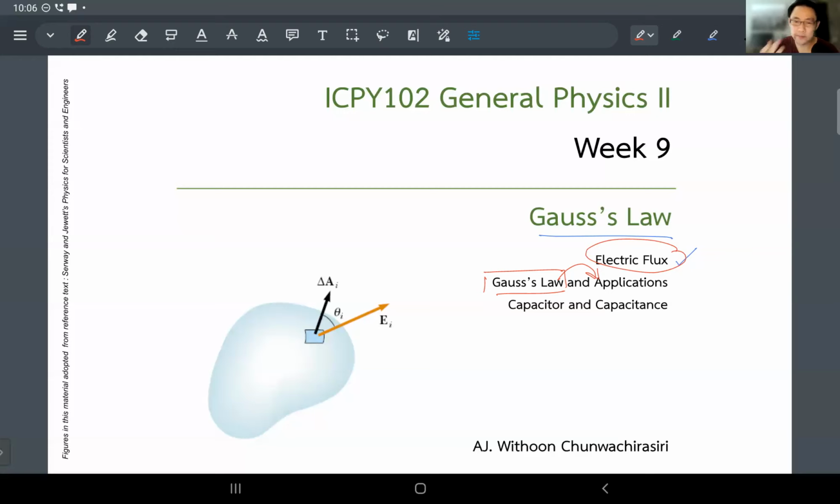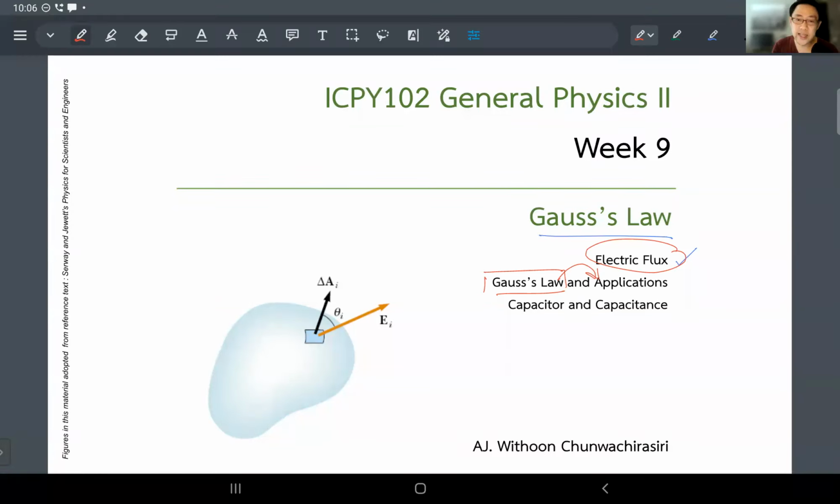But what I'm trying to say is I would like to give you the right focal point. So I would like to introduce this topic by having you focus on the understanding of electric flux, not Gauss's law itself. I know that's my take on this. From the textbook or whatever, they pretty much emphasize, of course, Gauss's law. That's the main focus of everything.